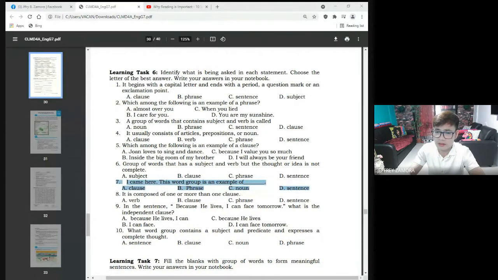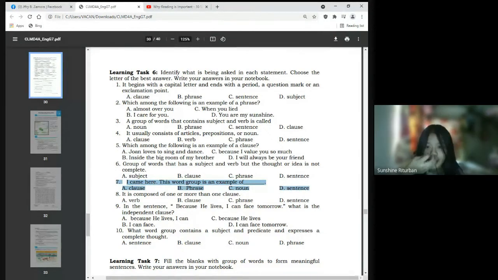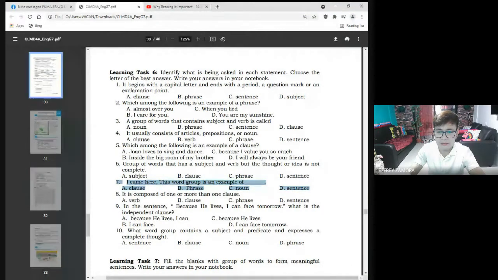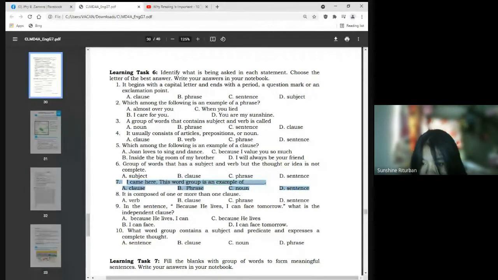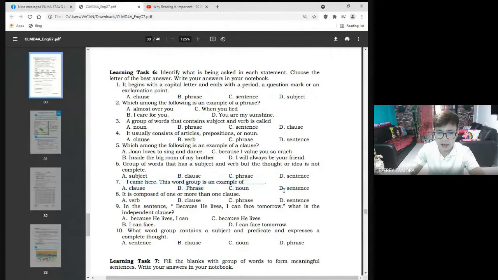Sunshine? I came here. This word group is an example of a sentence. Okay, correct. Why did it become a sentence? I is a subject. Came is a verb. Came here is a predicate. That's why it is a sentence. Correct. What about number 8?